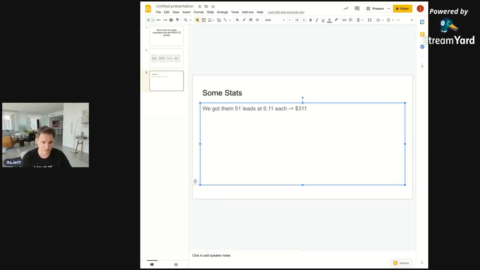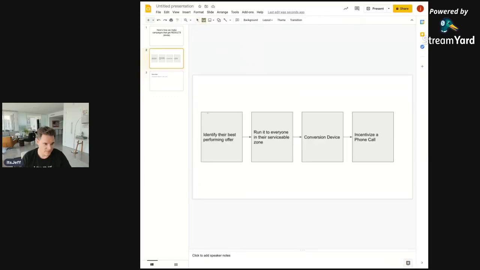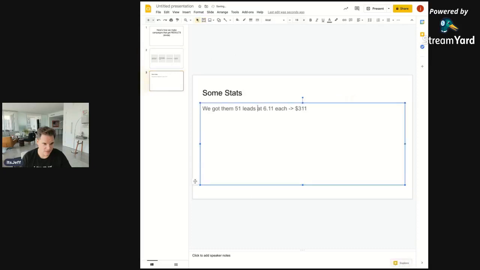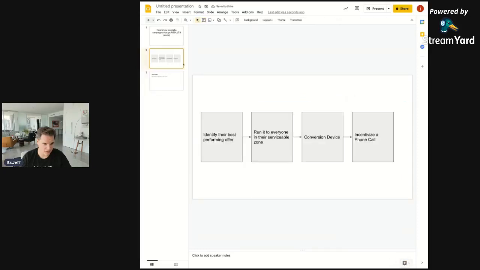And then we want to test, let's just put that here. Conversion device, this is 51 leads at $311. Cool. And then this is like cost per lead, you could call that. Per lead. And then you want to establish like cost per phone call.